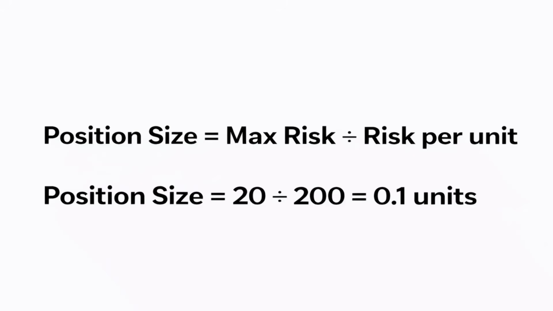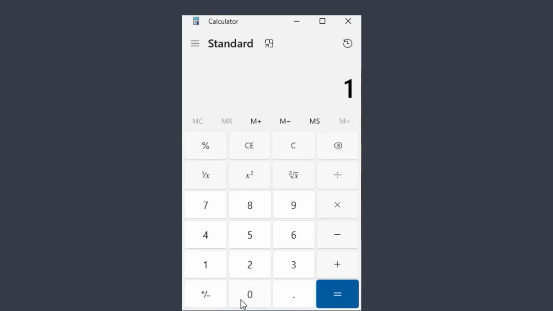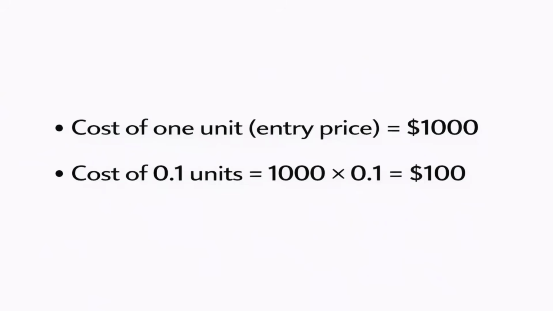Now let's calculate how much money is needed to buy 0.1 units. The cost of 1 unit is the entry price. That is $1,000. So the cost of 0.1 units is 1,000 times 0.1 equals $100. So in this trade, we spend $100 from our capital of 1,000 to open this long position.